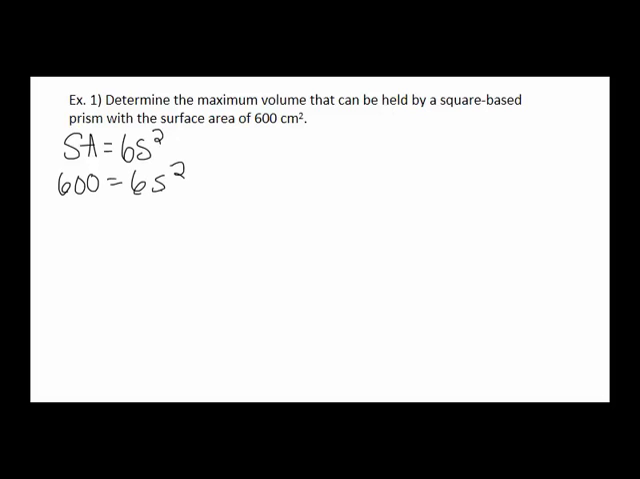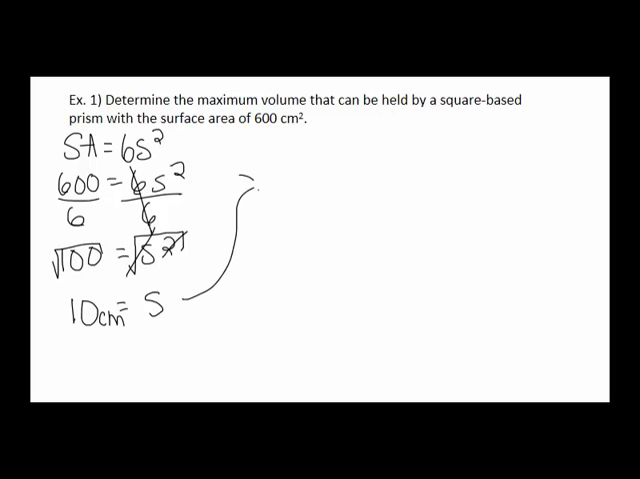So let's divide both sides by 6. That cancels out and we're left with 100 on the left side. Now to get s completely by itself, we need to get rid of that squared. So let's do the opposite. Take the square root of both sides. These cancel out. Square root of 100 is equal to 10. So therefore 10 centimeters is our side length.